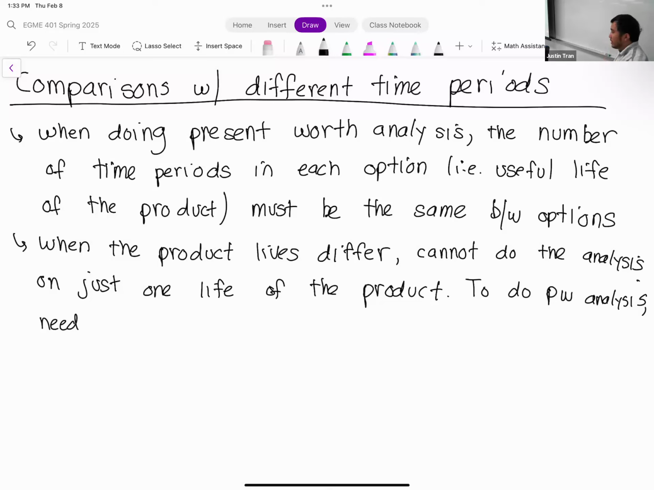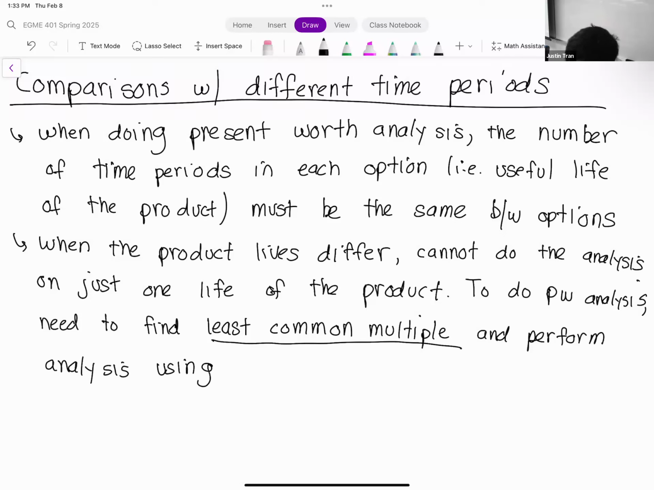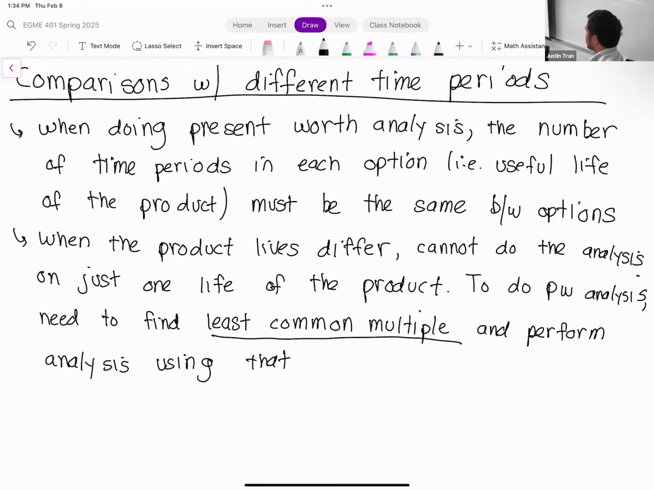What you need to do in this case is find the least common multiple of their product lives and then perform the analysis using that time period. So pretty simple, right? You just find the least common multiple and then do the analysis that way. But what can happen sometimes is that this least common multiple is going to be greater than the life of a certain product.